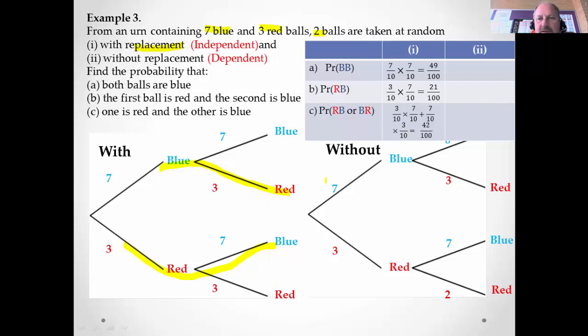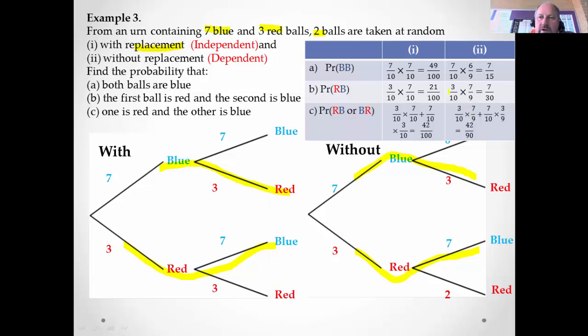If I do it without replacement, the first one here, 2 blues, is 7, and there's a 6 covered up there. So 7 out of 10, then 6 out of 9, because the ball hasn't been replaced. Next one, red, blue, is this pathway. So it's 3 out of 10 times 7 out of 9. And the last one, we've got to do the two pathways, that pathway and that pathway. So it'd be 7 out of 10 times 3 ninths, and 3 out of 10 times 7 ninths. And we get that answer 42 out of 90.